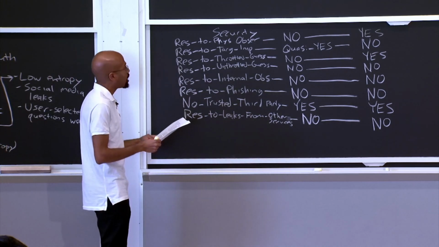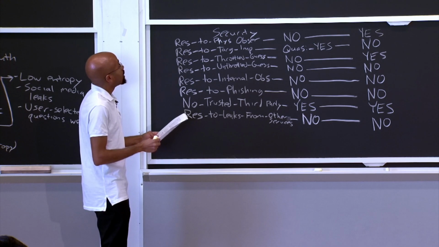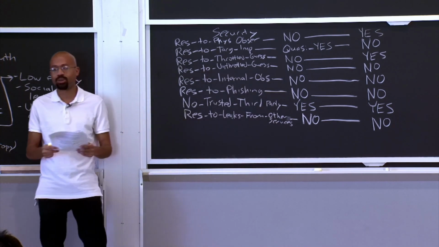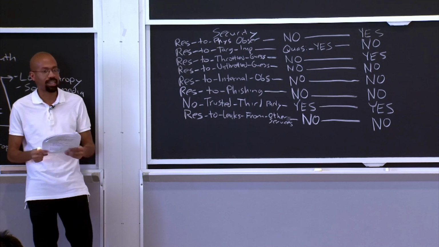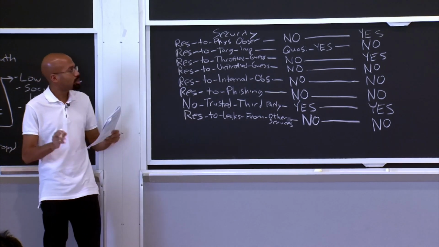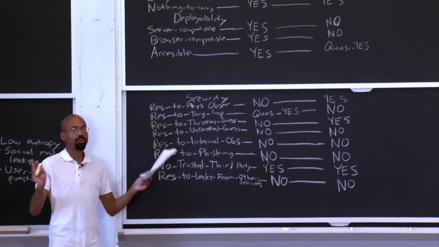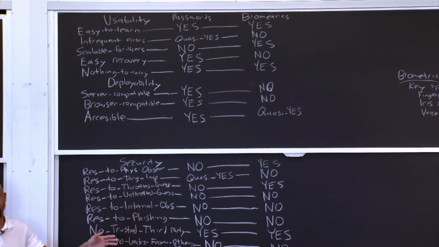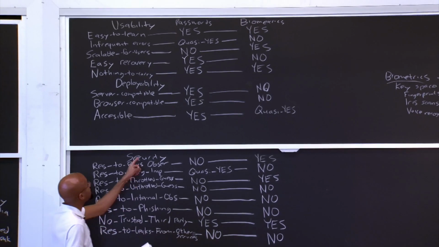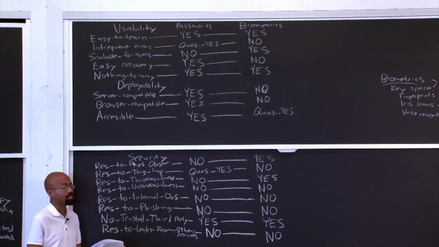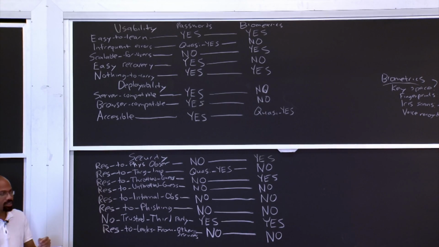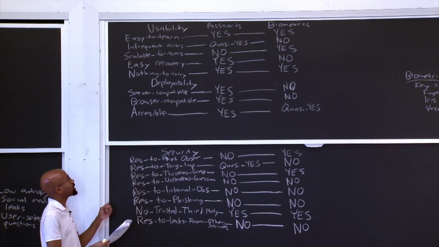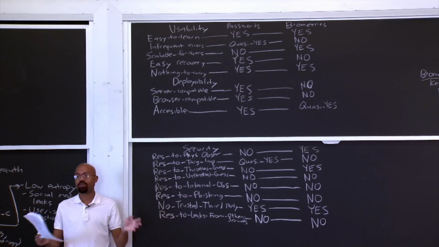All right, so what does this mean? We have these two columns filled with no's and yeses and quasi-yeses. One way you could interpret this is to sum up all of these values. Let's say for each yes, we give a scheme 1 point. For each no, we give it 0 points. And for each quasi-yes, we give it 0.5 points.